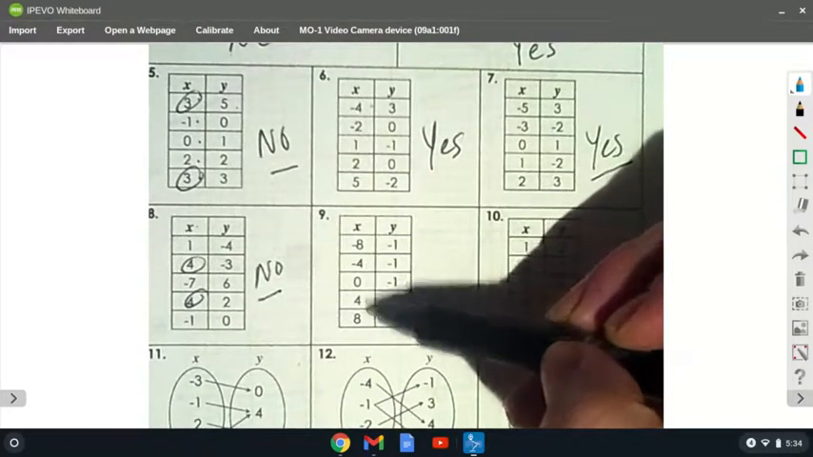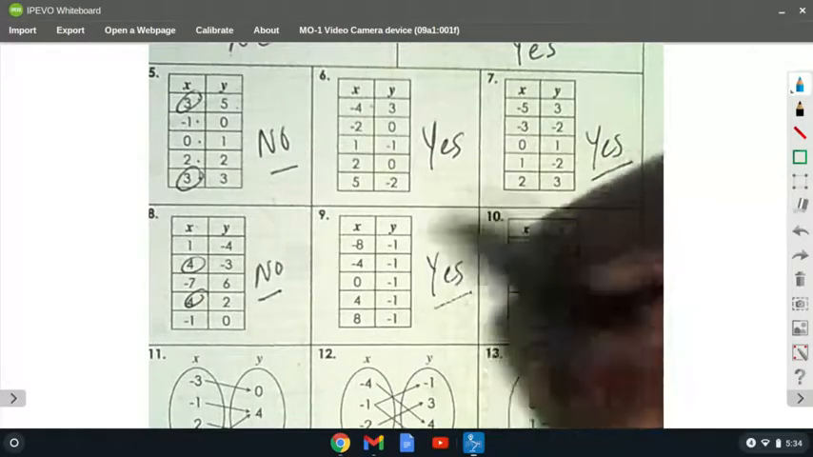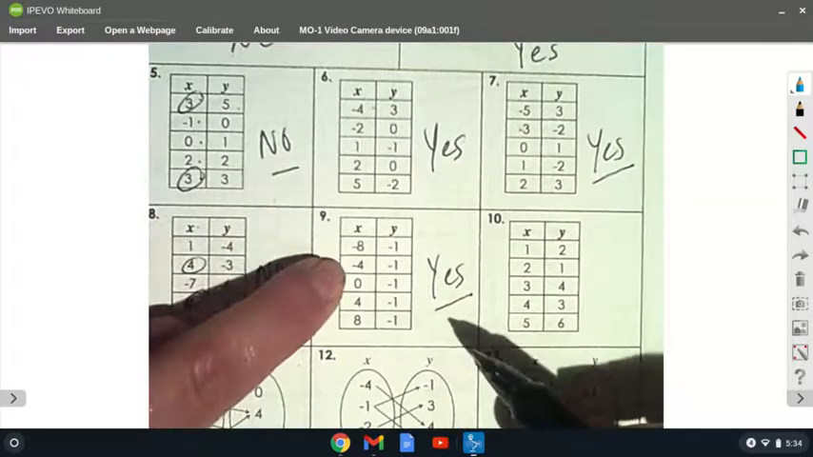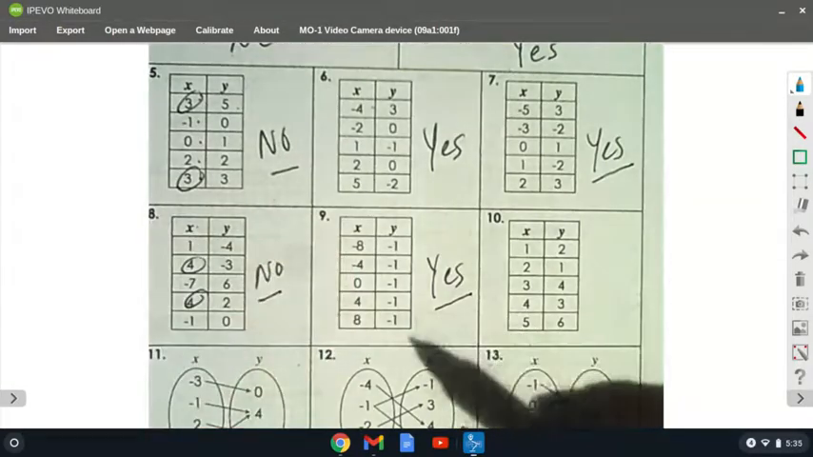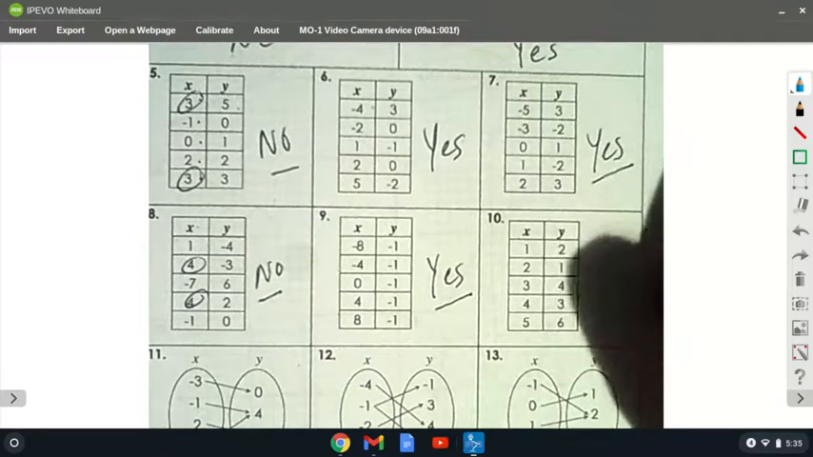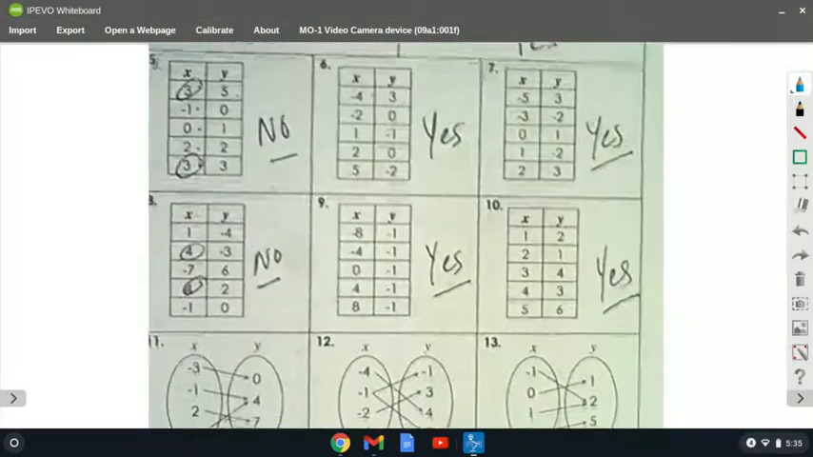-8, -4, 0, 4, 8. None of those repeated. Doesn't matter if one's negative. Just because I have two 4's here, that doesn't mean anything because one is negative and one is positive. So they're different values. 1, 2, 3, 4, 5. None of those are repeating. So yes, this is a function.